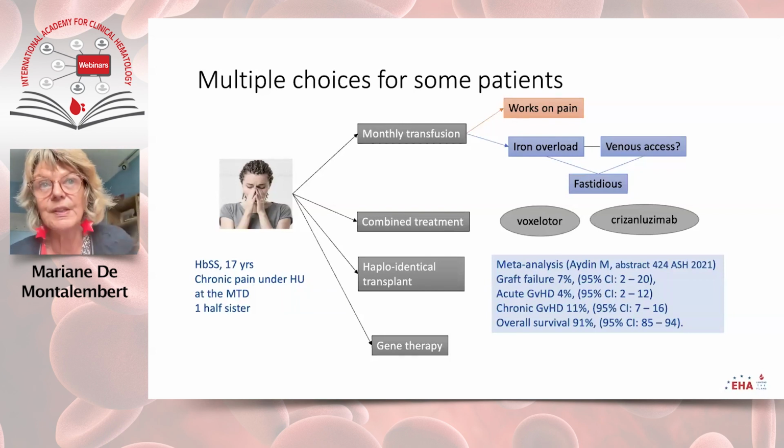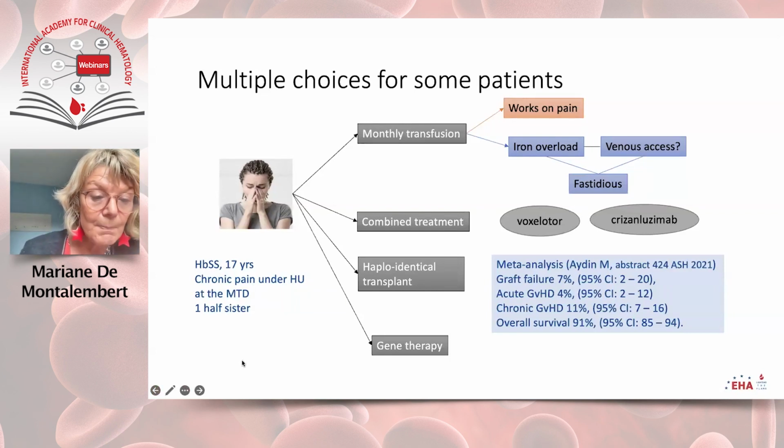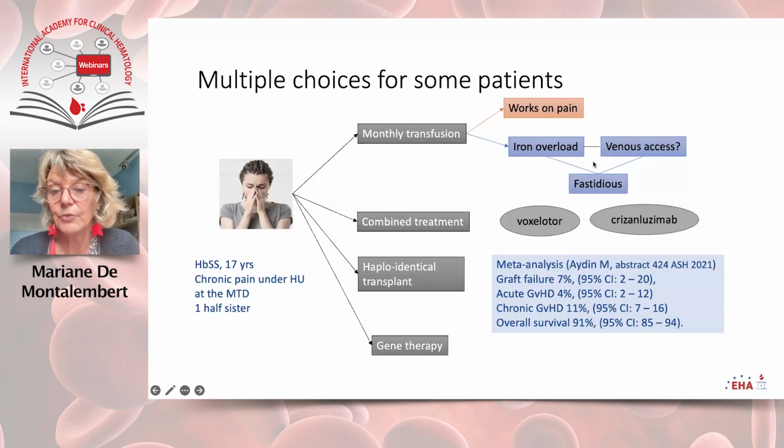if you have a donor, it is very simple. But when you have no matched related donor, when the patient is painful, you can perform monthly transfusion. It works, but it induces iron overload and venous access problems, and sometimes alloimmunization. Combined treatment, not so much. We no longer have crizanlizumab, haplo-identical transplant, or gene therapy, which is really poorly available today.